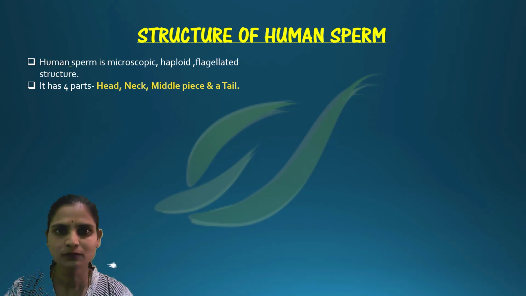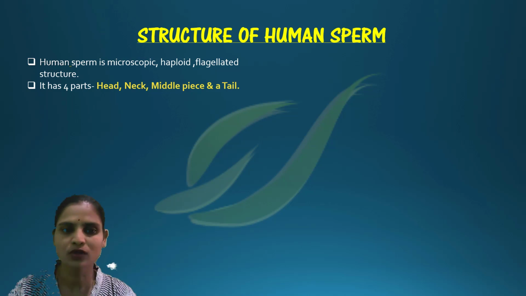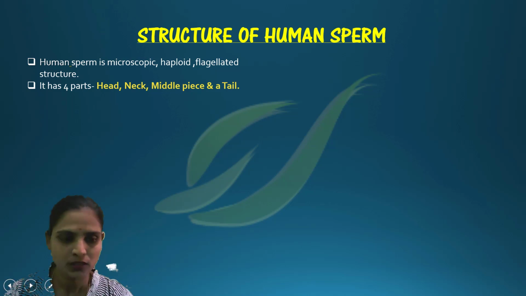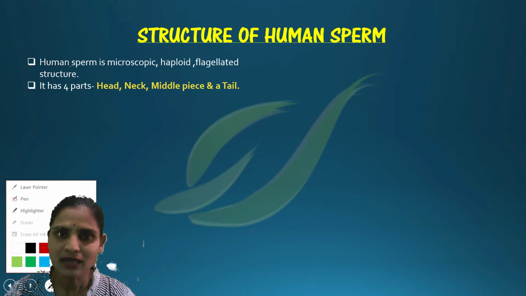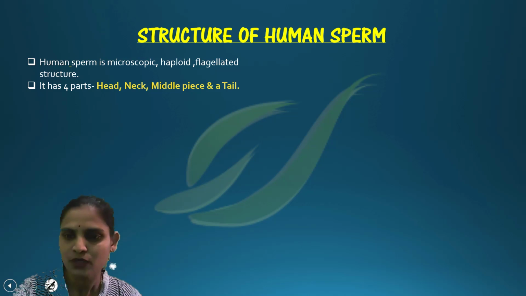The human sperm is a microscopic, haploid, flagellated structure. If we see the structure of the sperm under the microscope, we can tell that it is haploid in nature, because it has 23 chromosomes. It has 4 parts: head, neck, middle piece and tail.